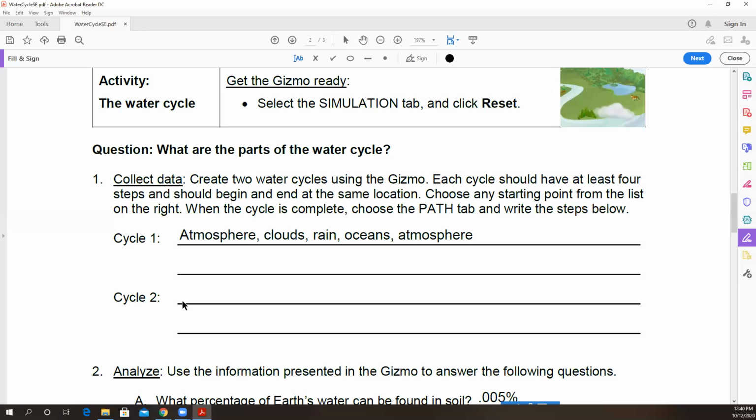All right, so remember, like I said, as long as your water cycle started and ended in the same place, then you did it correctly. You should have steps in between. It just goes to show that a cycle is a circle, right? Begins and ends in the same place.